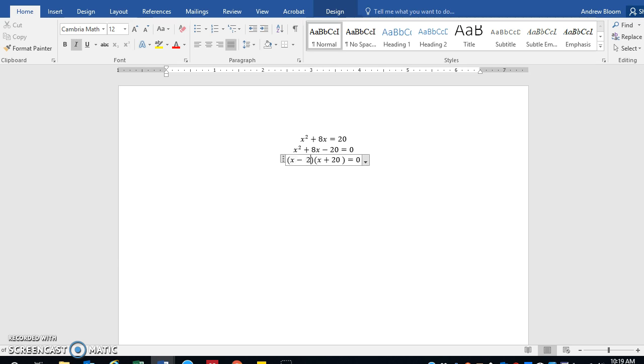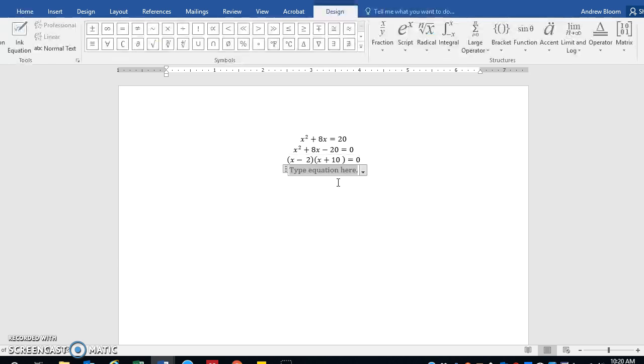So that doesn't work. The next possibility, maybe this is (x minus 2) times (x plus 10). If we check that, we get x squared plus 10x minus 2x, there's my plus 8x, minus 20. This one works.